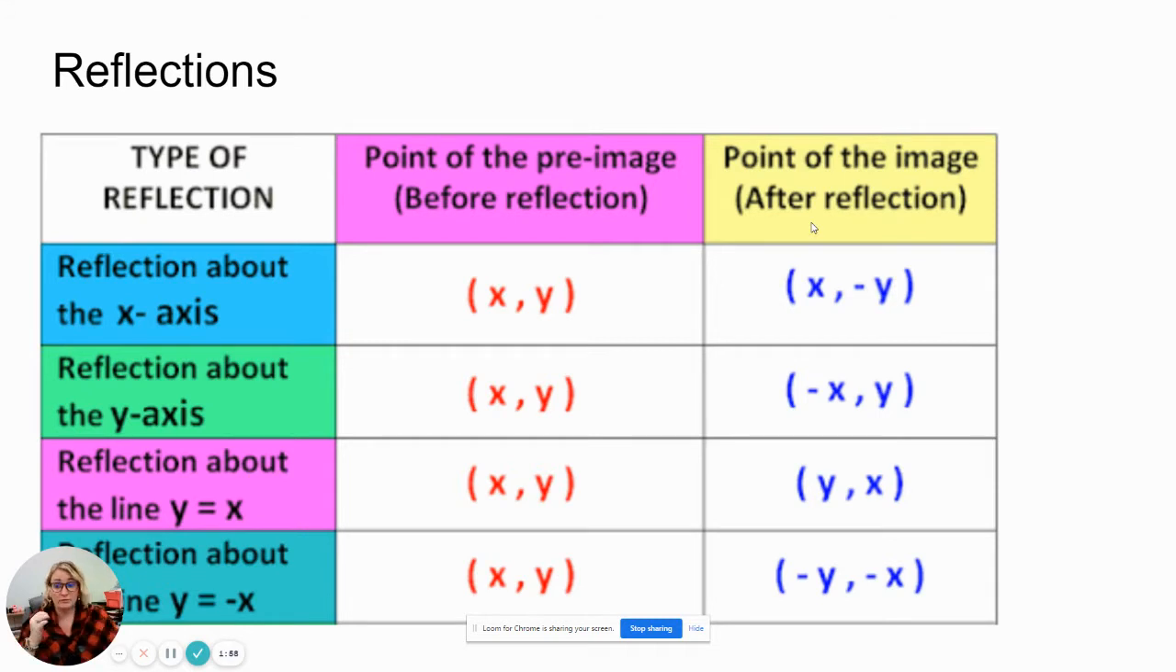So these are our reflection rules. Remember, you start with this point. This is what happens if you reflect over the X-axis. This is what happens for the Y equals X, Y equals negative X. So if you cannot find this, I would recommend either taking a picture of it or writing these rules down.